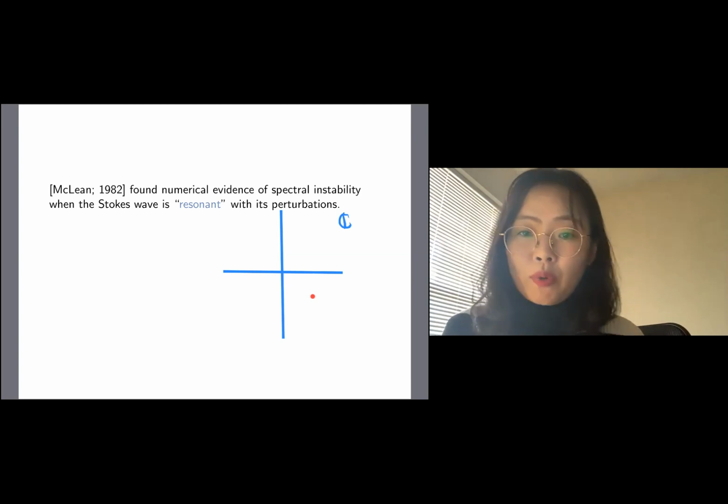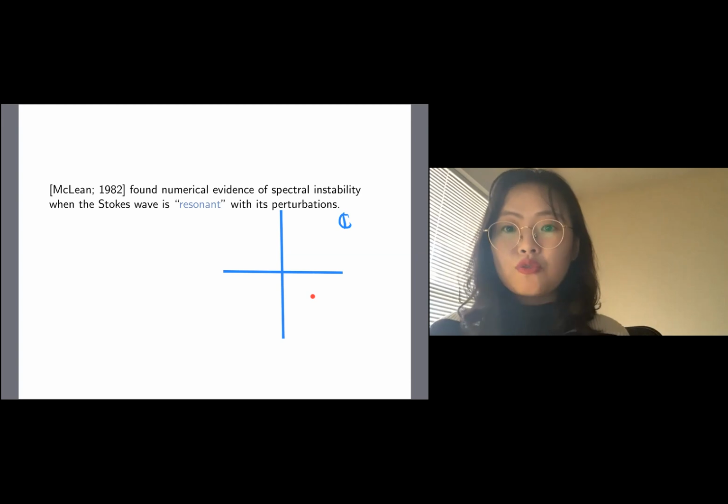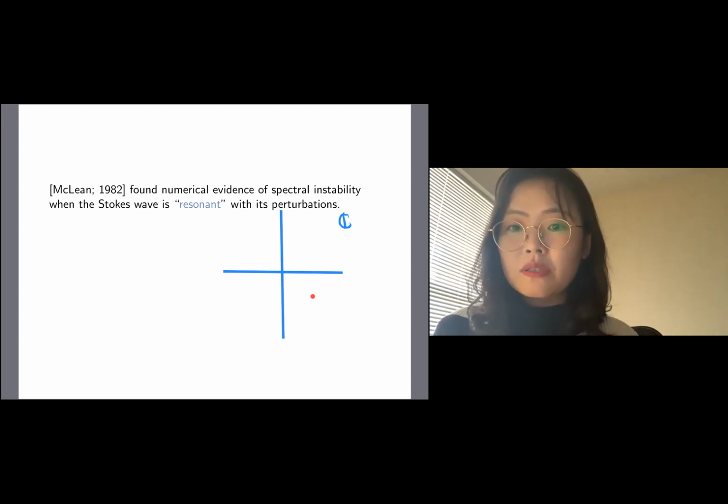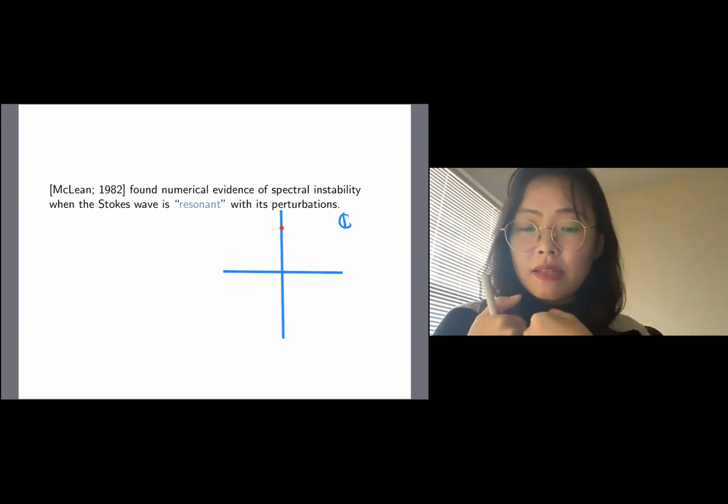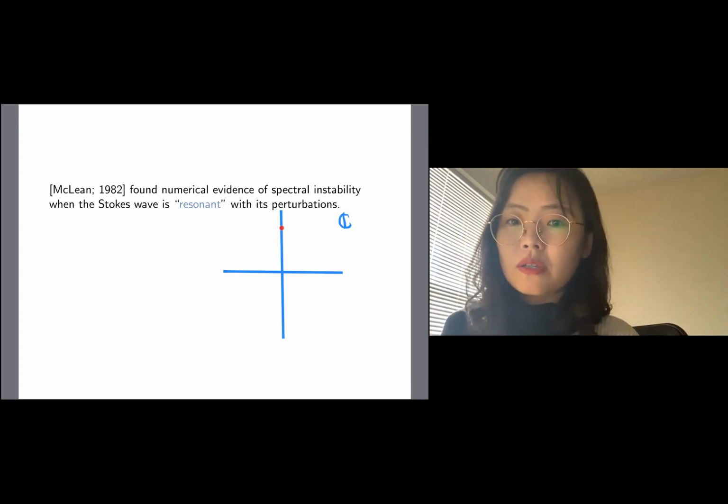Now, the water wave problem is a Hamiltonian system, and it is in general true for a Hamiltonian system with full symmetries that a necessary condition for spectral instability is that two eigenvalues collide on the imaginary axis with opposite Krein signature, which I'm not going to define in this talk.